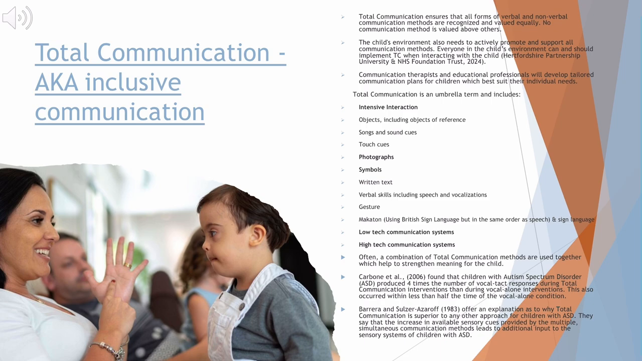A combination of total communication methods are used together, which help to strengthen meaning and understanding for the child. One study found that children with ASD produced 4 times as many vocal responses during total communication interventions than during vocal alone interventions. Theory behind this suggests that total communication methods lead to additional input into the sensory systems in children with ASD, and that is why it is so successful.